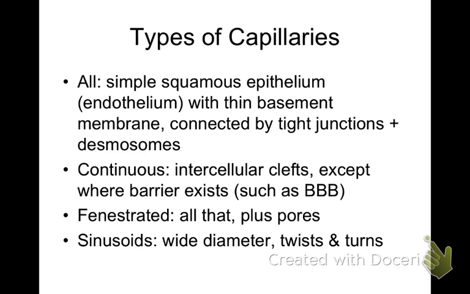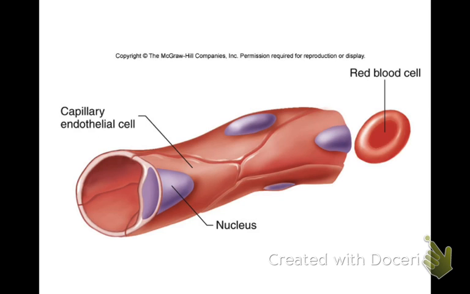So you have sinusoids in liver, you have them in spleen, and you also have them in bone marrow because red blood cells have to get into the blood supply in the bone marrow. And it takes the wide openings of these sinusoids to allow that to happen. We'll see a diagram of that in just a minute, so we'll come back to that.